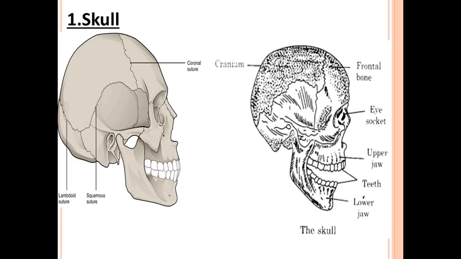Again, in the skull there are 2 parts, that is the upper jaw and the lower jaw. So these are also parts of the skull. You can see here the upper jaw and the lower jaw. In the skull we can see the front part, which is known as the frontal bone, and the back side, that is the cranium. You can see here the eye socket where the eyes are placed. Then the upper jaw, your teeth and your lower jaw.